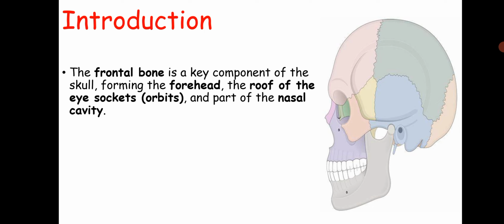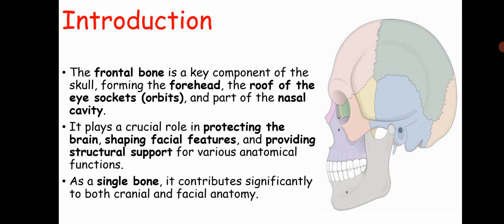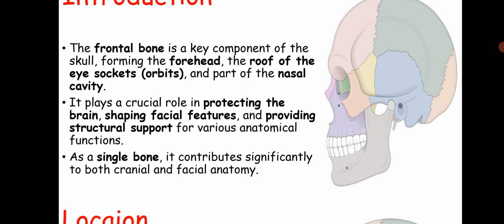Frontal bone is key component of skull that forms the forehead, the roof of the eye socket and part of nasal cavity. It plays a crucial role in protecting the brain, shaping facial features, and providing structural support for various anatomical functions. As a single bone, it contributes significantly to both cranial and facial anatomy.